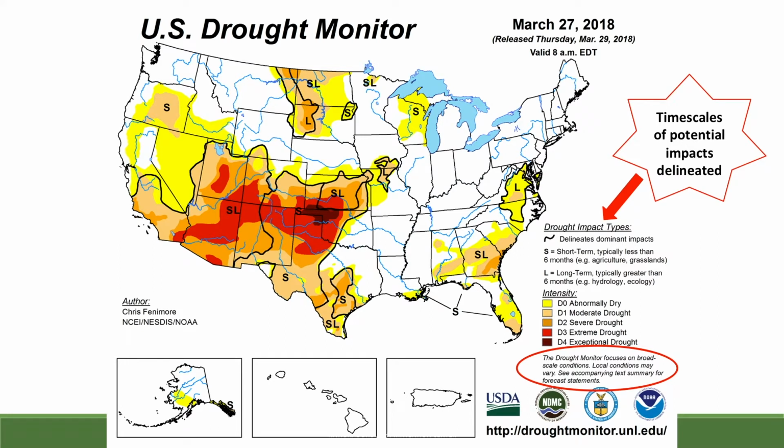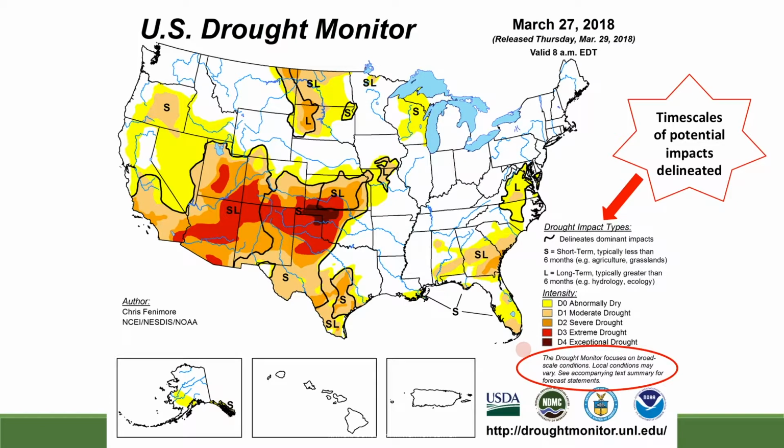So we talked about the different material that we're trying to show on this map. So we have drought impact types. You're always wondering what these letters are on the map. We have short and long-term drought that we're trying to show. Some places it's a combination of both short and long-term. We have these different drought intensities. I'm going to get into that and what those mean. And we also say again that these are broad-scale conditions.